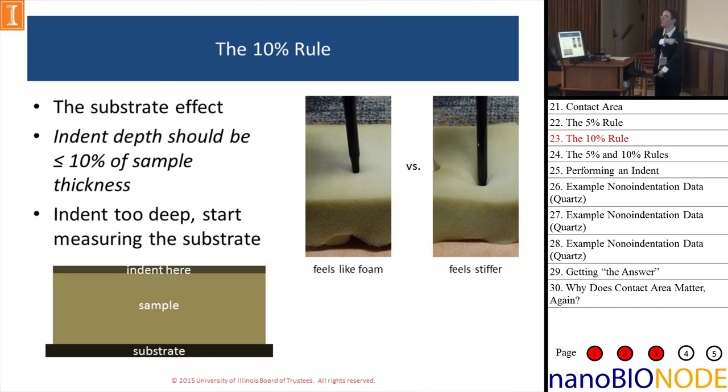The typical rule of thumb people give is you want to keep your indentation depth 1/10 of the total sample depth. This is tricky if you're growing thin films that are very, very thin, because you've also got the surface roughness from the 5% rule. So you need a perfectly flat, very thick film, in principle. That never happens.